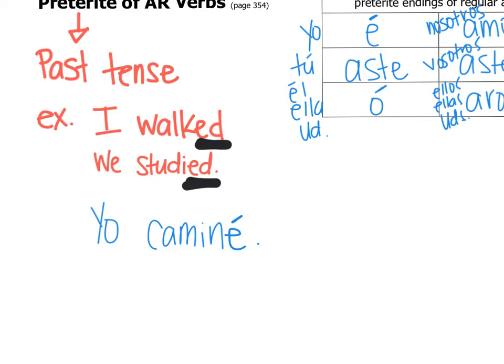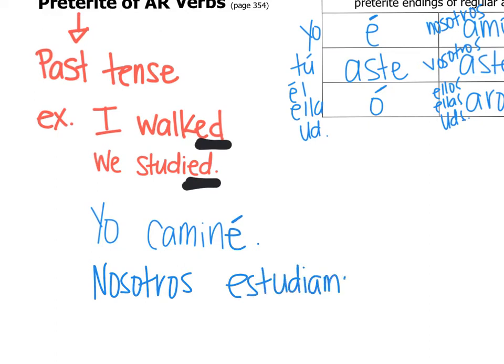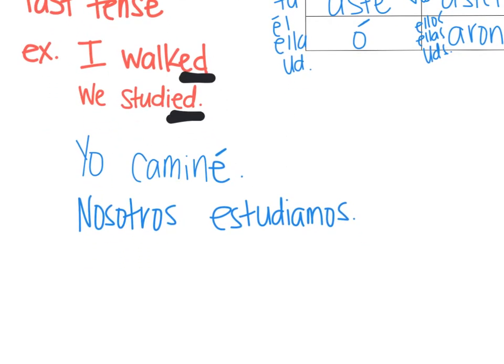We studied is our second example. Again, you can start with nosotros. You don't have to, but you can. So we have nosotros, and then to study is estudiar, right? It's an AR verb. You drop your AR ending. Estudiamos. So we specifically talked about this earlier. I said that the nosotros ending is the same in the present tense and preterite. So you have to use context clues, and that might happen in the conversation you're having or the reading that you're doing or the activity, whatever.